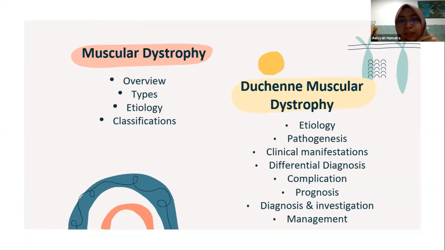Okay, this is my outline of presentation. So firstly, I will explain about muscular dystrophy generally. Then I will explain about the most common one of the muscular dystrophies, which is Duchenne muscular dystrophy.